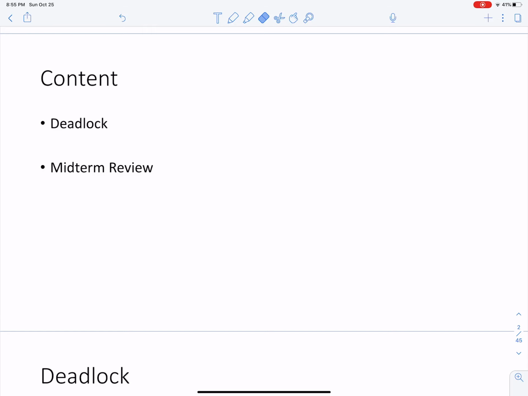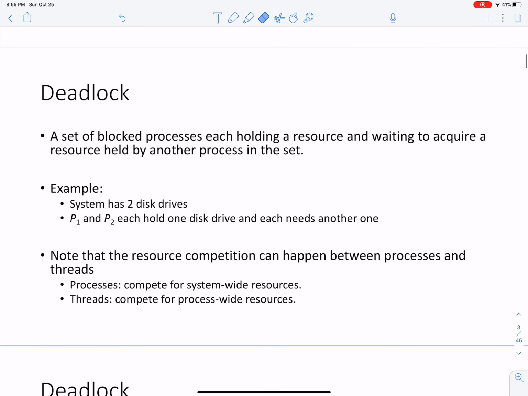So let's look at the first topic that we're going to discuss today, deadlock. If we're given a computer, it only has limited resources. Let's say only one CPU, a certain amount of memory space, and a certain amount of hard drive space. A deadlock may happen if all the processes that are ready to run cannot be allocated the resources that they demand.